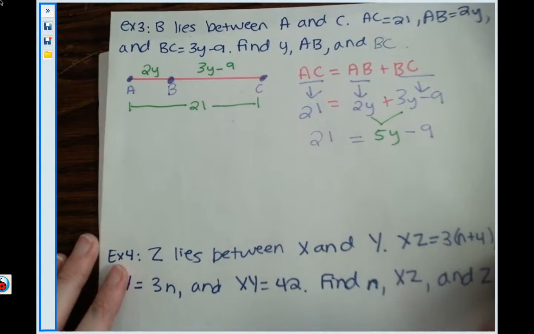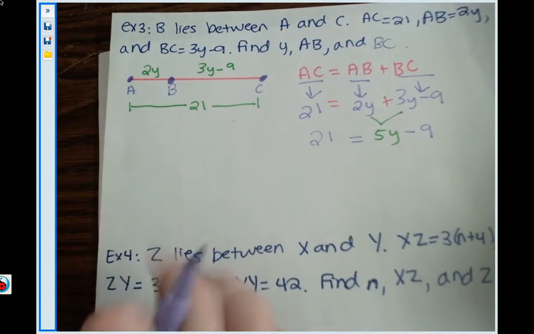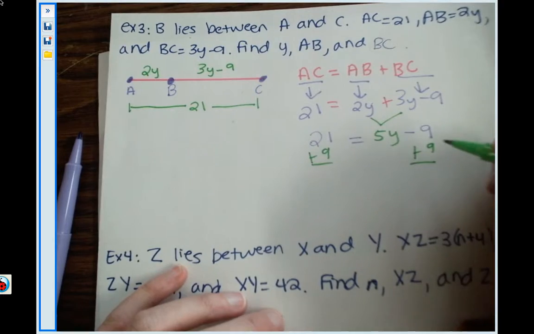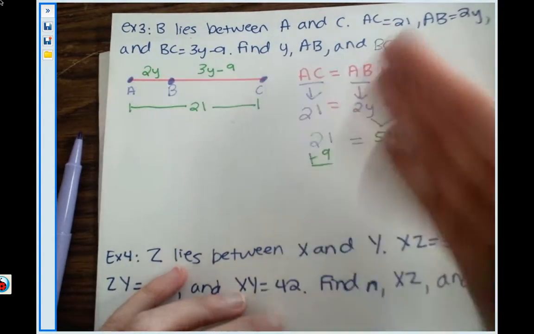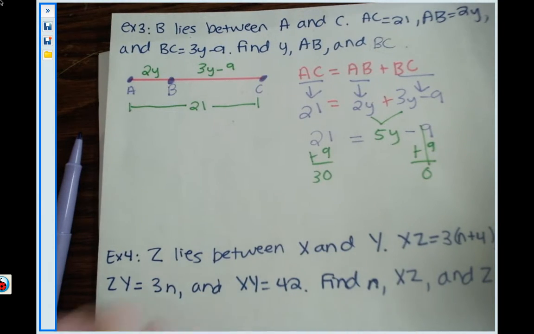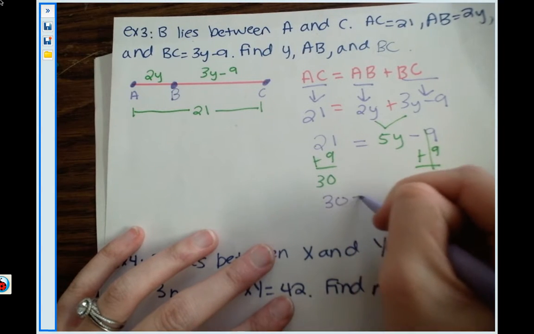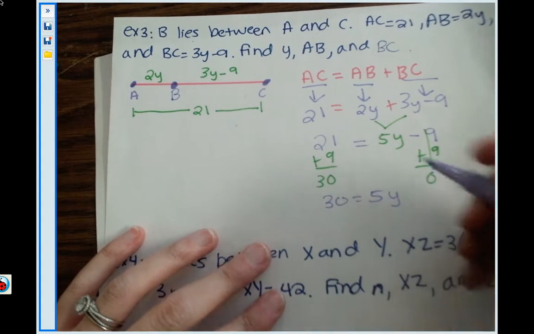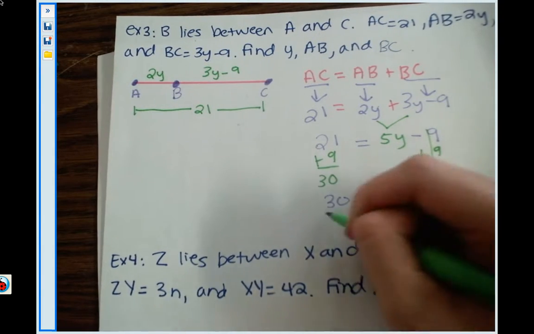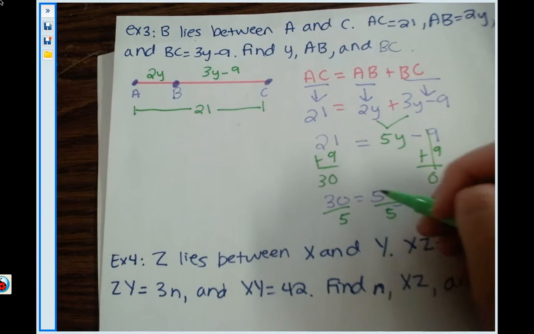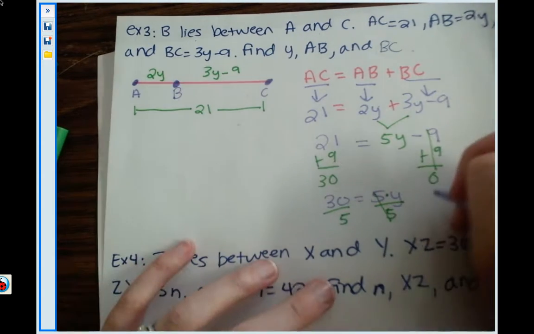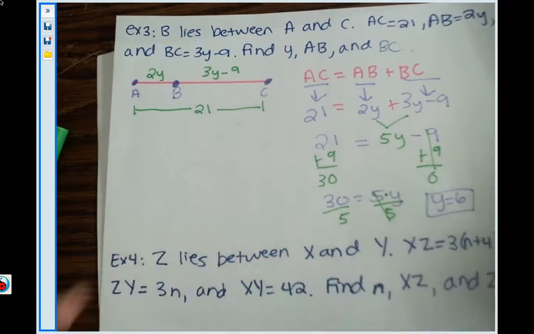All right, let's start solving this for y. I'm going to bring my negative 9 to the other side, which the way I do that is by adding 9 on both sides. Negative 9 plus 9 cancels, turns to 0. 21 plus 9 is 30. So now I'm left with 5y equals 30, or 30 equals 5y. My 5 is secretly multiplying the y, so the way we bring it to the other side is by dividing on both sides. 5 divided by 5 cancels and turns to 1. 30 divided by 5 gives me 6. So y equals 6.